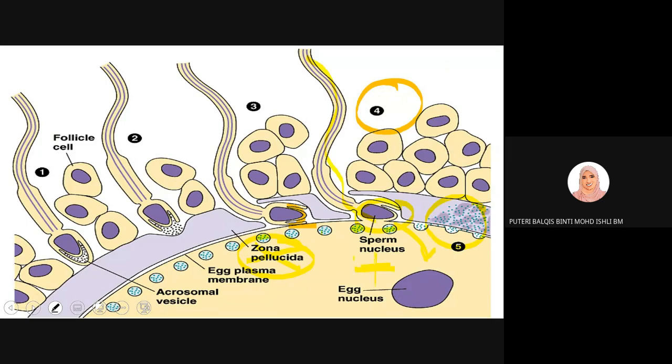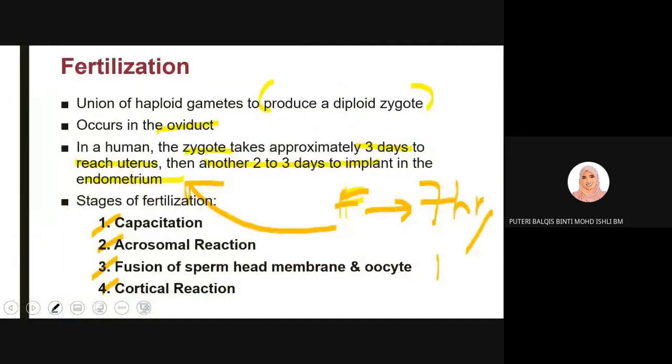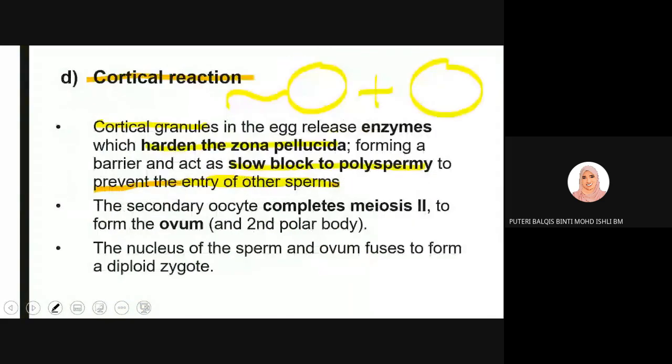It will fuse with the egg. Okay, fuse with the nucleus of the egg. Bila dia dah fuse, secondary oocyte tadi complete meiosis 2 to form ovum and second polar body. Macam video yang kedua tadi yang saya tunjuk masa awal-awal kelas tadi, you can see that secondary oocyte tadi dia arrest. Dia arrest dekat meiosis 2.